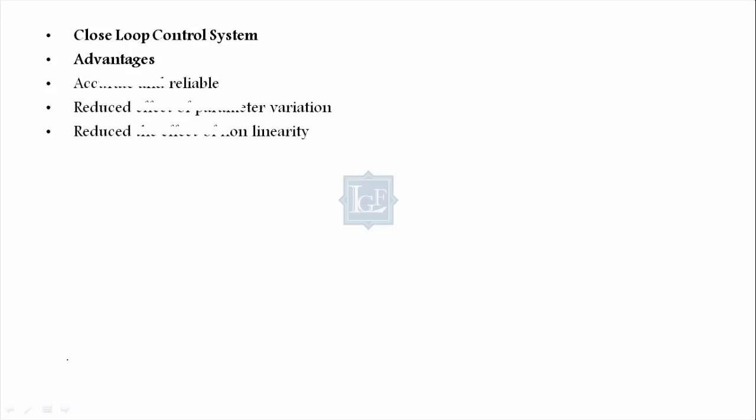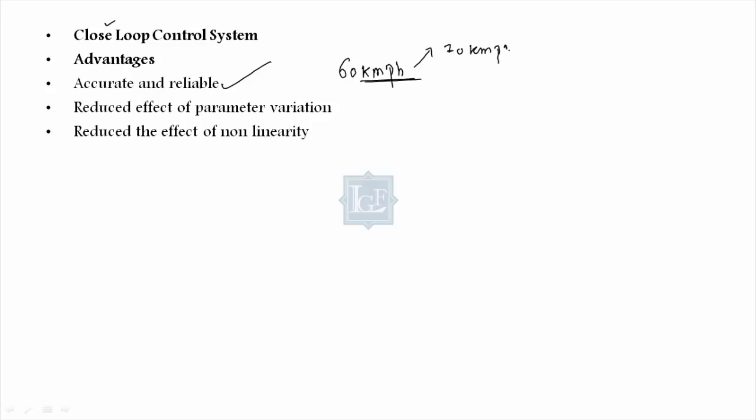Okay friends, now come to the closed loop control system. What are the advantages? In the second case, the example I showed you where you had the restriction of speed, remember? So based on that, what are the advantages of the closed loop control system? It is accurate and reliable. Why accurate? Because you have to maintain, suppose, 60 kmph, by the help of this control system. In the closed loop control system, you will correct yourself if your speed is more than 60. You will correct yourself and will maintain speed 60 only. That's why I can say it's accurate and reliable.